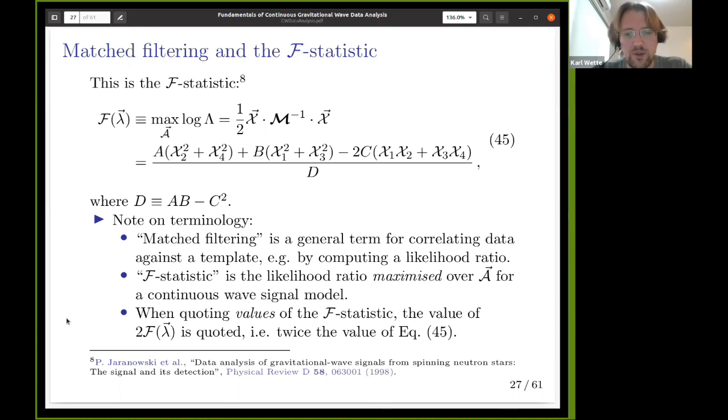So, some notes on terminology here. When we say match filtering, that's a general term for correlating data against a template, which means slightly different things in different fields. The S-statistic specifically means this maximized log likelihood ratio, which we've worked out here. And to add a little more confusion, when people quote values of the S-statistic, what they usually quote is the value of 2F, so actually twice the value of equation 45. And we'll see what that is in a moment.